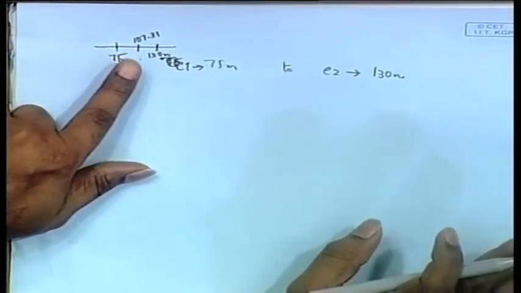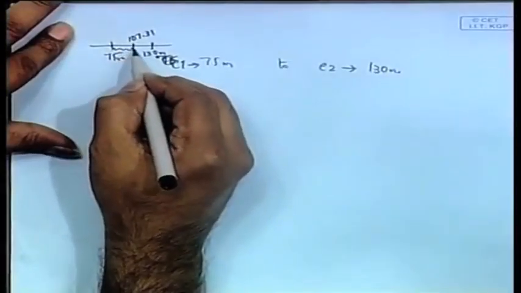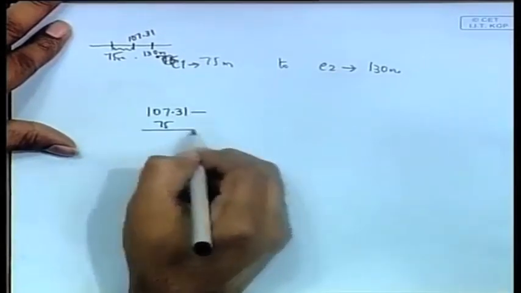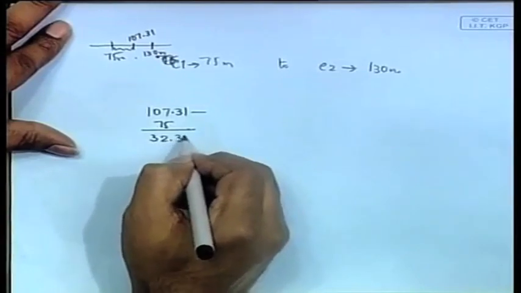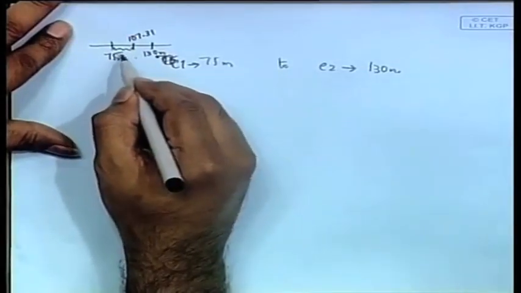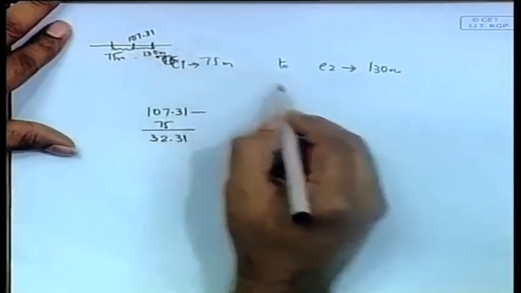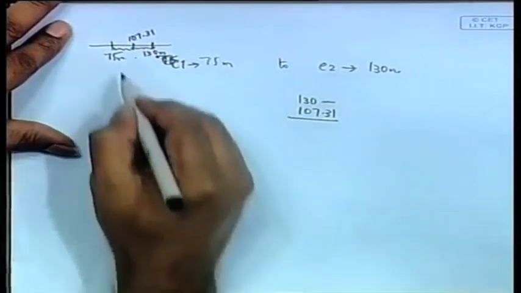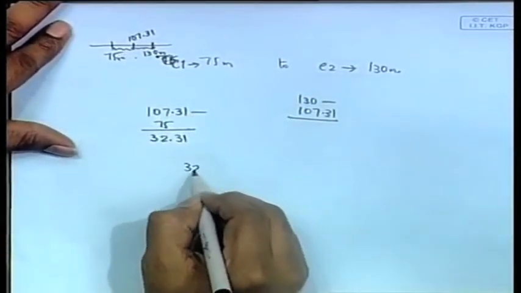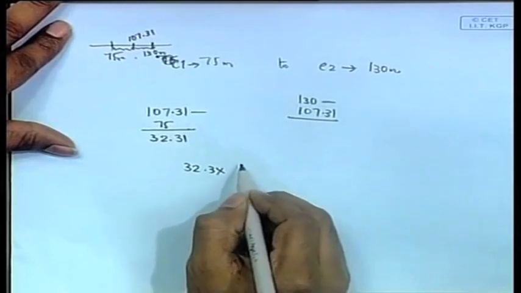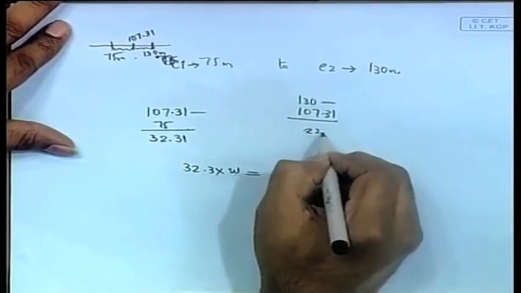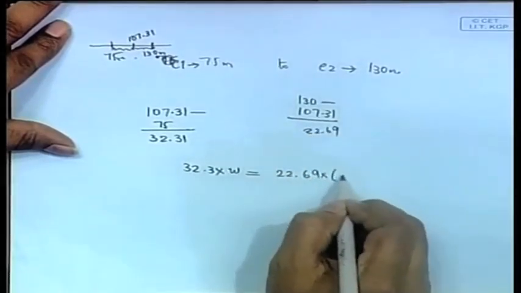So what you do is you take moments. This distance is 107.31 minus 75, which gives you 32.31, and the other distance is 130 minus 107.31, which is 22.69. Let us assume that W weight is added on the first side, so W into 32.31 equals 22.69 into 600 minus W.